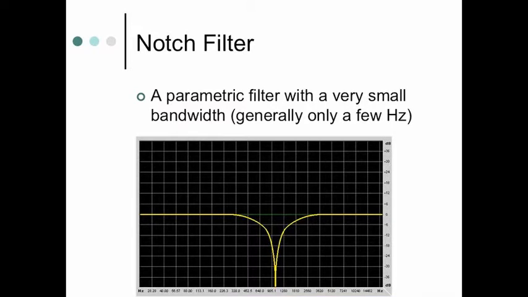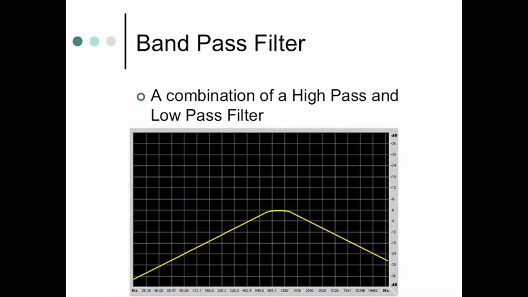The band pass filter we talked about is a combination of a high pass and a low pass filter. You get one band that can pass, and the others are diminished around it. That's the basic concept of the tools you have to work with when it comes to EQ.